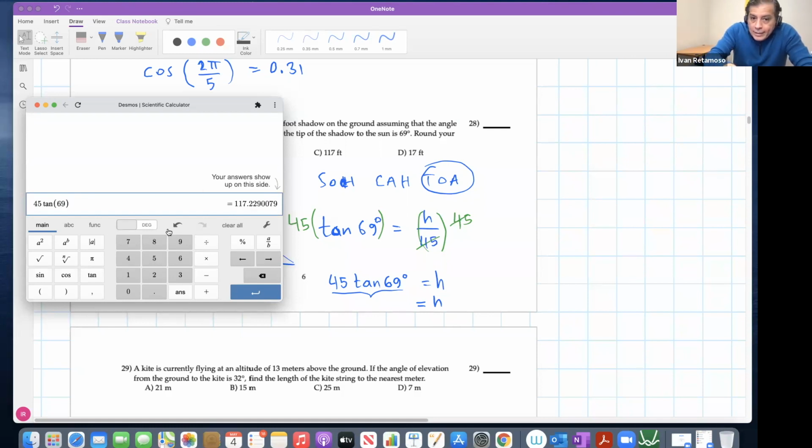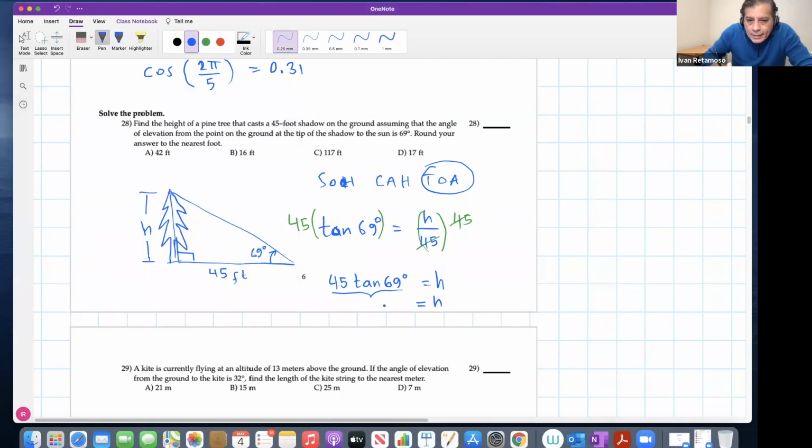Notice I'm using degrees because of this, right? Degrees. 117.22, but rounded to the nearest whole number, this should be just 117, which should be the answer. And in the end, feel free to attach the units, feet, right? 117 feet.